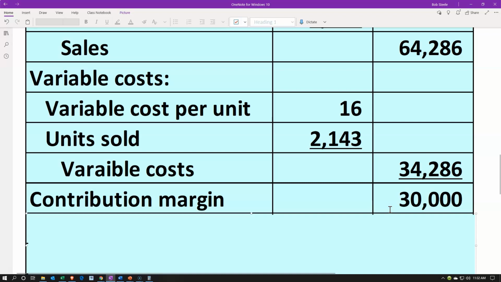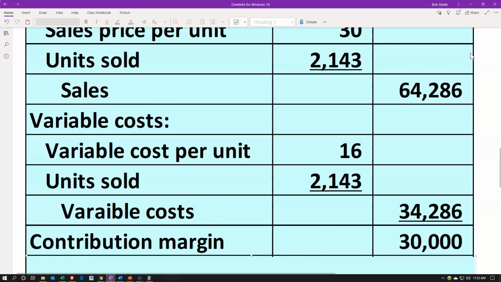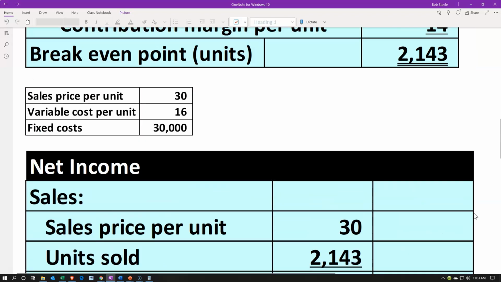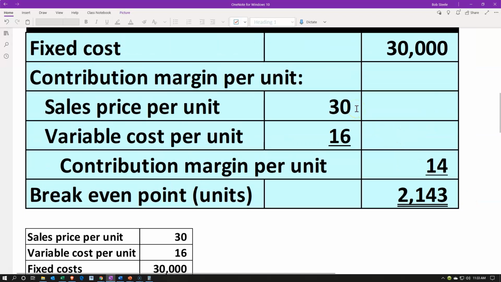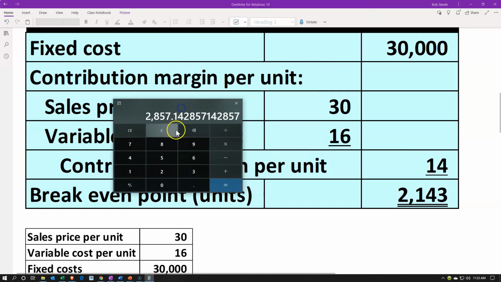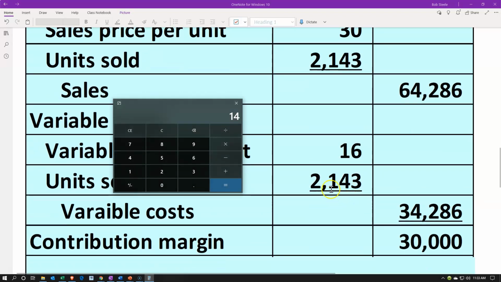Notice the terminology here. We've got the total contribution margin. If you just hear contribution margin, you've got the total sales minus the total variable costs. If we have a contribution margin per unit, then we're taking the unit sales price minus the unit variable costs to get to that 14. In other words, if we have the contribution margin per unit of that $14, and we multiply that times the number of units sold, the 2,143, we could get to that $30,000. There's rounding involved here, but we get to that 30,000 contribution margin.